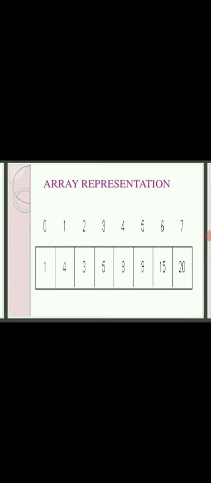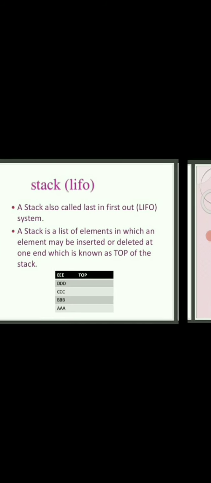If I talk about representation, here 8 different elements are stored. You can see all the elements are integers and the index of the array starts from 0 up to 7 in this case. Next is the linked list. It is also a linear collection of data elements, but it has two parts. The first is info and the second one is the link part. The info part gives us the information and the link gives the address of the next node.